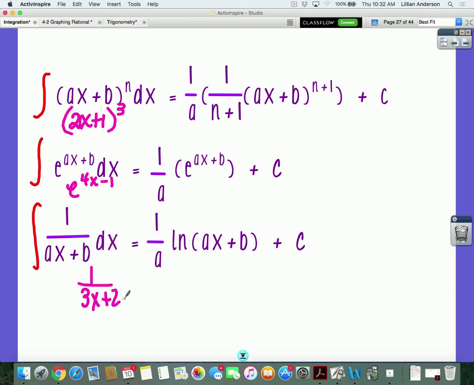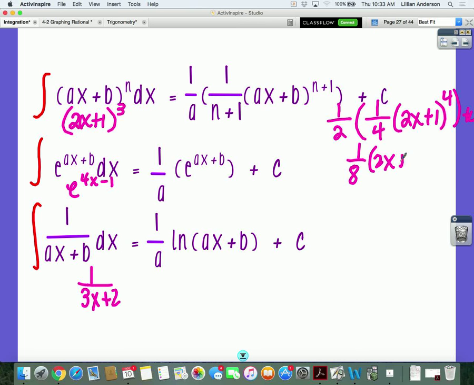All right, so in the case of these types of problems, the antiderivative will be 1 over a. So for this example, it will be 1 over 2, in parentheses 1 over 4. Then you leave the linear factor the way it is, raised to the 4th power, then plus c. Yes, you can multiply 1/2 and 1/4 to get 1/8 (2x plus 1) raised to the 4th power plus c. That's how you take the antiderivative of these types of problems.